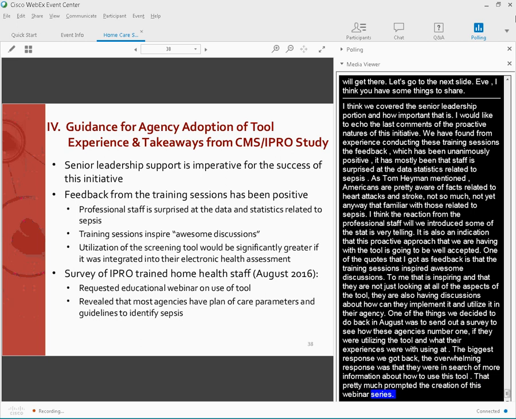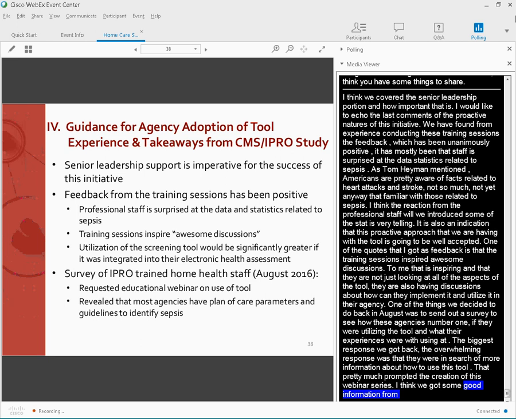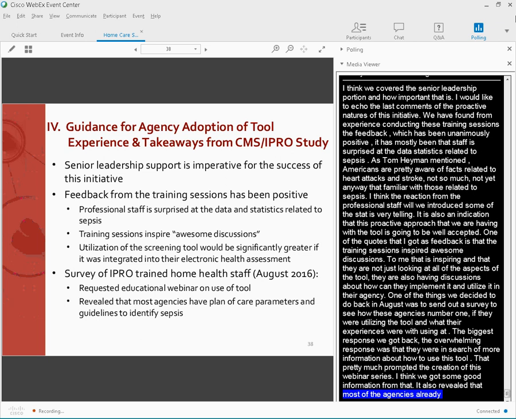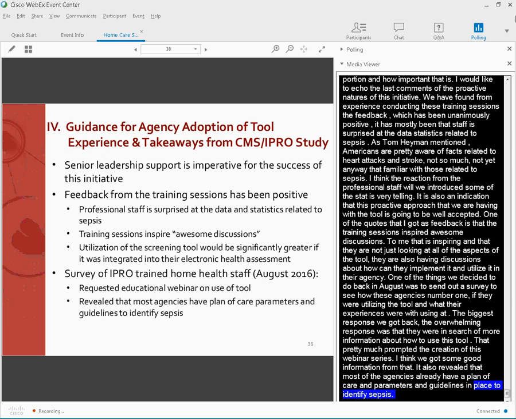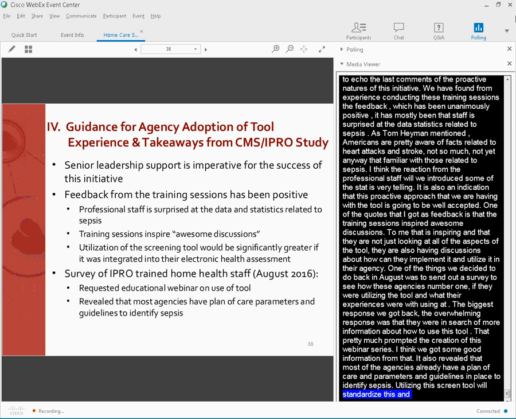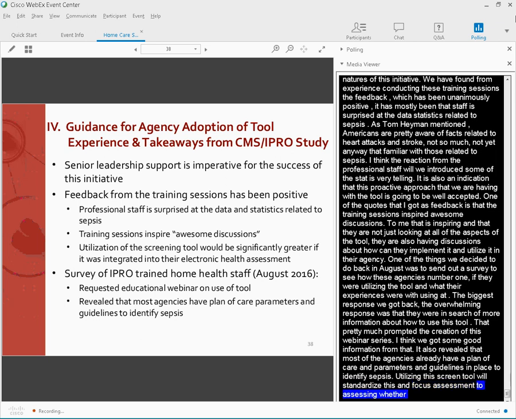And it also revealed that most of the agencies already have a plan of care and parameters and guidelines in place to identify sepsis. So utilizing this screen tool will really serve to standardize this and focus assessment on whether or not this patient indeed meets the criteria for sepsis.